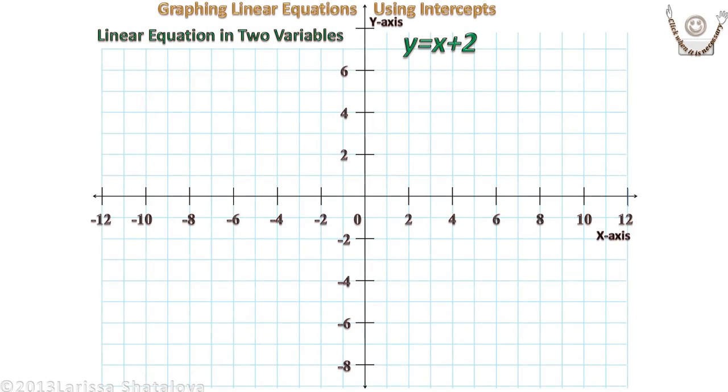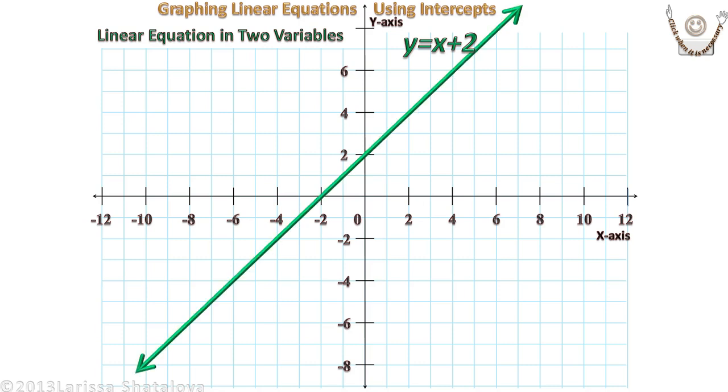A linear equation in two variables, like this example y equals 1x plus 2, has a graph which is a straight line. For all linear equations, the corresponding graph is a straight line. Now let's talk about this graph. This graph is a location for points, and each point is a solution of this equation.